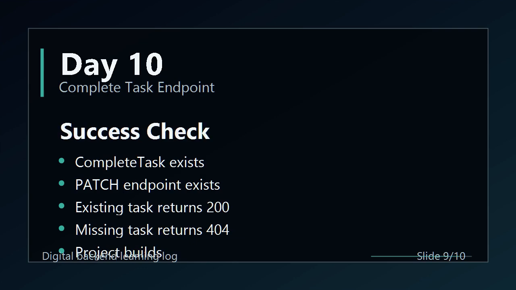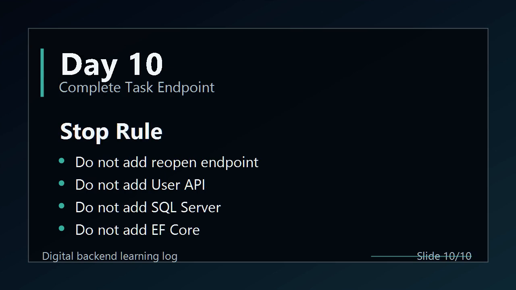The success check is direct. Complete task exists, the patch endpoint exists, an existing task returns 200, a missing task returns 404, and the project builds successfully. After the complete endpoint works, stop.